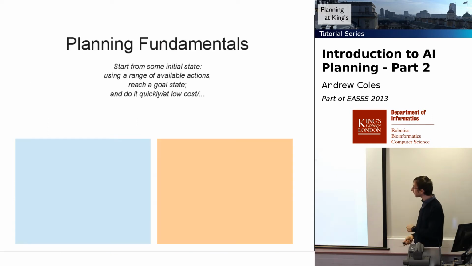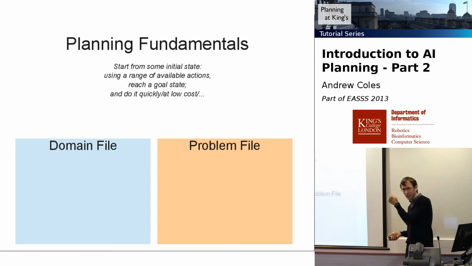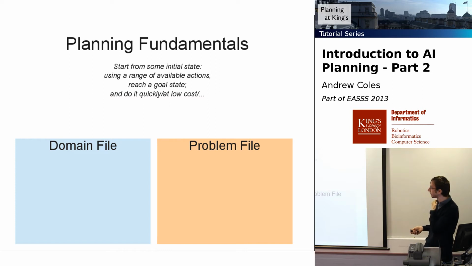So the planning fundamentals, just to recap: starting from some initial state, using some actions we have available, we want to reach a goal, and we want to do it quickly or cheaply or somehow. So there's some quality measure which you have in mind. And the way we model things in planning, as was mentioned in the first half, is we split things into two. We have the domain and the problem. So the domain stays the same in a certain class of problems, and the problem file is a specific instance that you're concerned with at this given time.